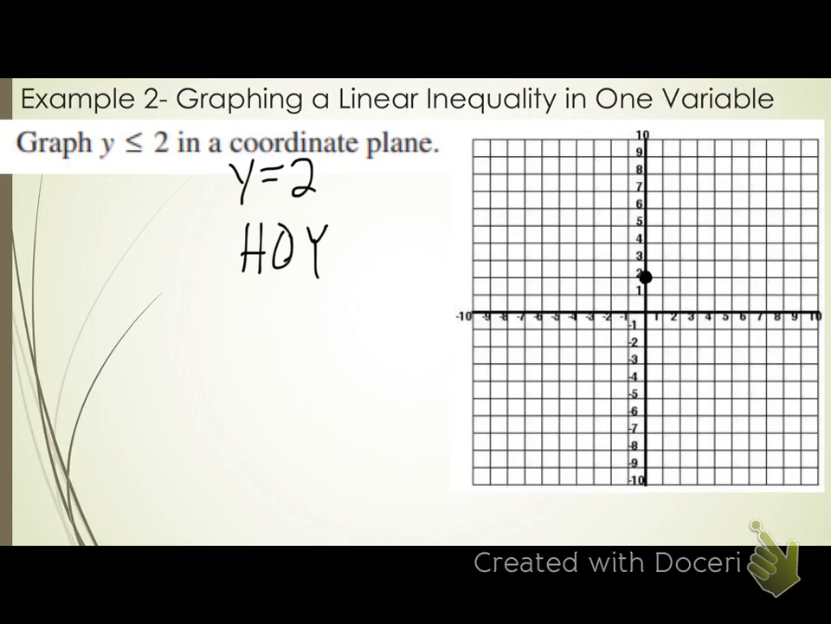But before we draw our line, we've got to determine if it's dashed or solid. So look at the inequality symbol. It's got a line under it. If it has a line under it, is it dashed or solid? Solid. So it'd be a solid horizontal line going through that point. There's my boundary line for my graph. Any questions about that? How I got that?